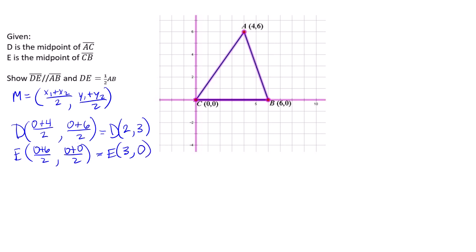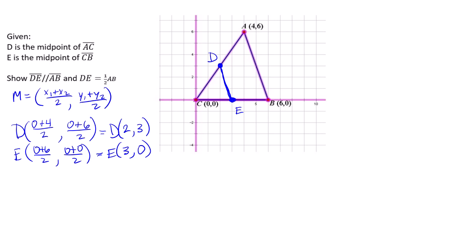All right, so let's plot these points. So D is 2, 3. So x equals 2, y equals 3 is right here. So that's point D. And then E is 3, 0, which is 1, 2, 3 right there. All right. And so now we have the two midpoints. Now we can connect those to make the segment DE, right?